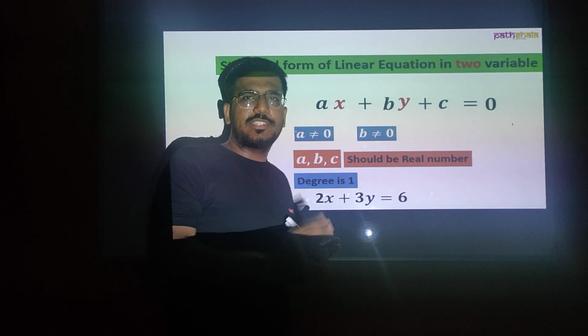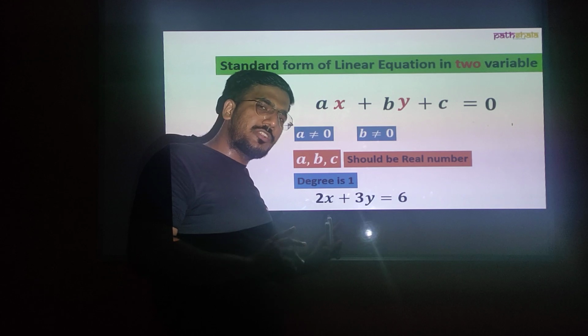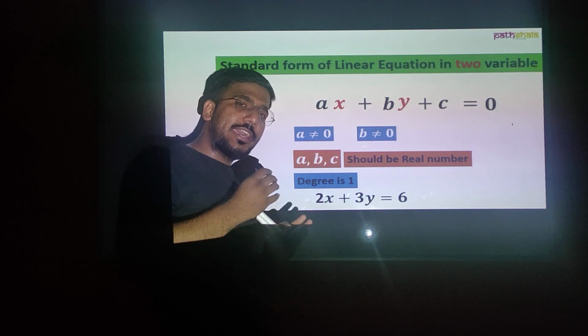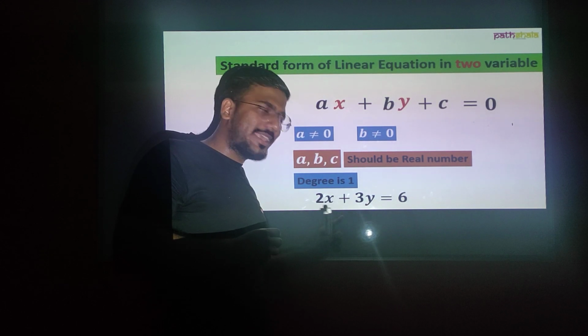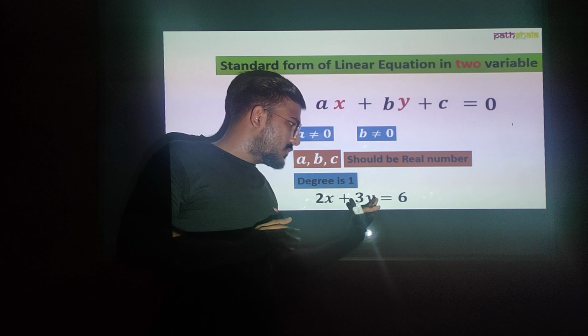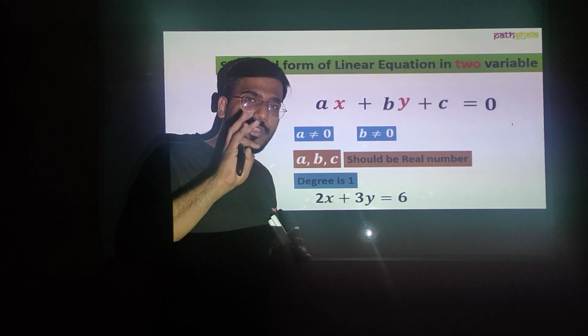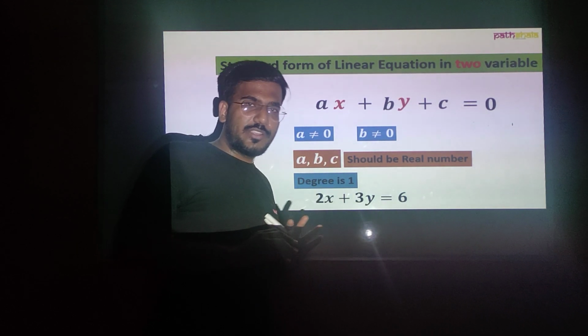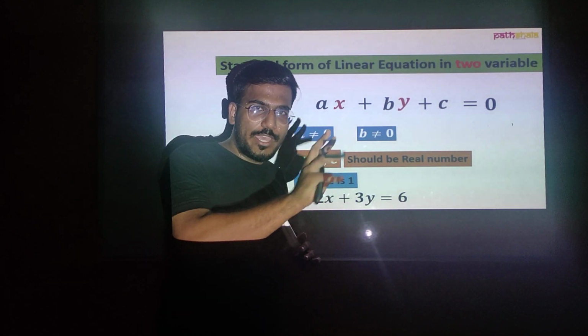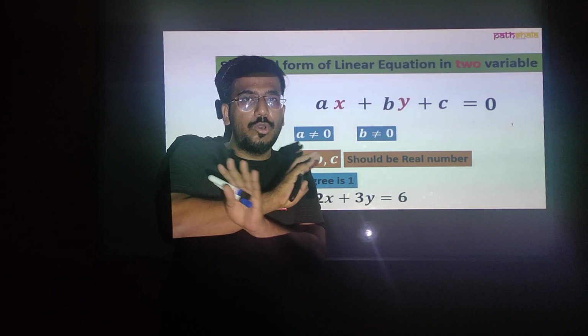Now how to check it? Is it a linear equation or not? What is coefficient of x? Coefficient मतलब क्या? जोड़ीदार. What is x का coefficient या x का जोड़ीदार? x का जोड़ीदार यहाँ पे क्या है? 2. Okay, fine. मतलब a का value is 2. What is y का जोड़ीदार या y का coefficient? 3. मतलब y का coefficient is 3. a is 2 and b is 3. a 2 है, b 3 है. मतलब a और b 0 नहीं है.